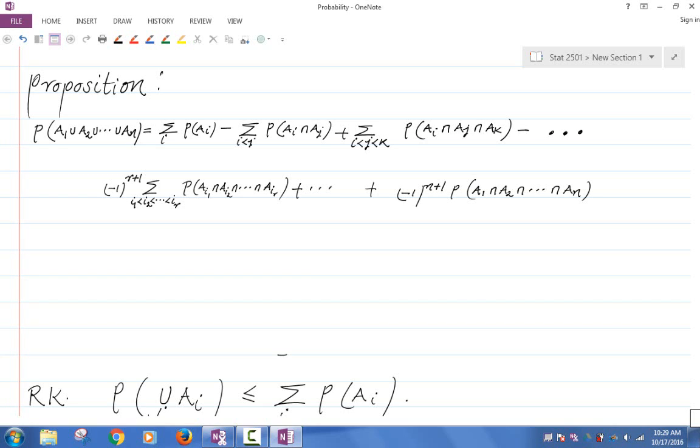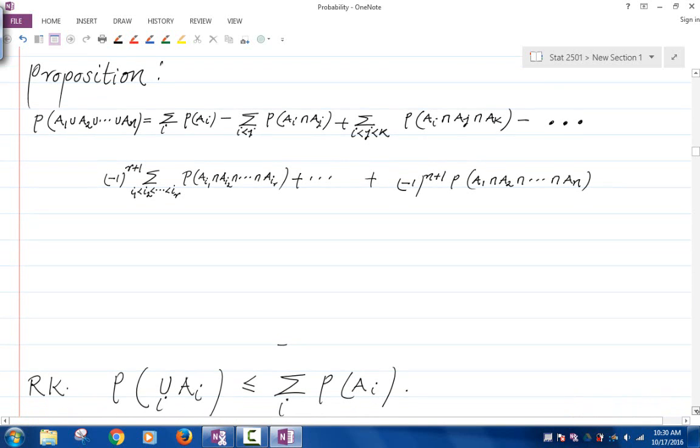And notice that the sign of the last term would be (-1) to the n plus 1. Any questions, anybody? Now this shouldn't be surprising because you already have seen the inclusion-exclusion principle for counting the number of elements in the union.